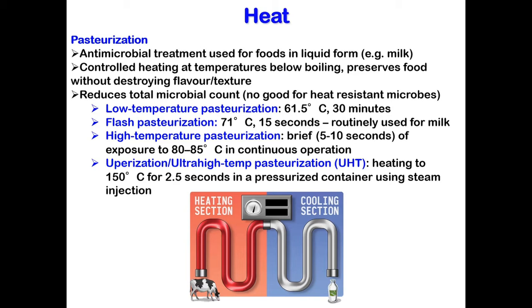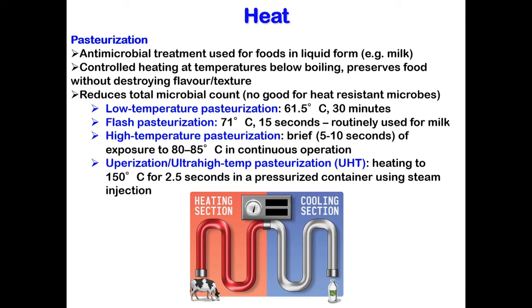First of all, you have low temperature pasteurization. That's 61.5 degrees Celsius for 30 minutes. Then you have flash pasteurization, also known as high temperature short time processing pasteurization. This is at 71 degrees Celsius for 15 seconds, and this is what is routinely used for milk. Then you have high temperature pasteurization, which is a brief 5 to 10 seconds of exposure to 80 to 85 degrees in continuous operation.